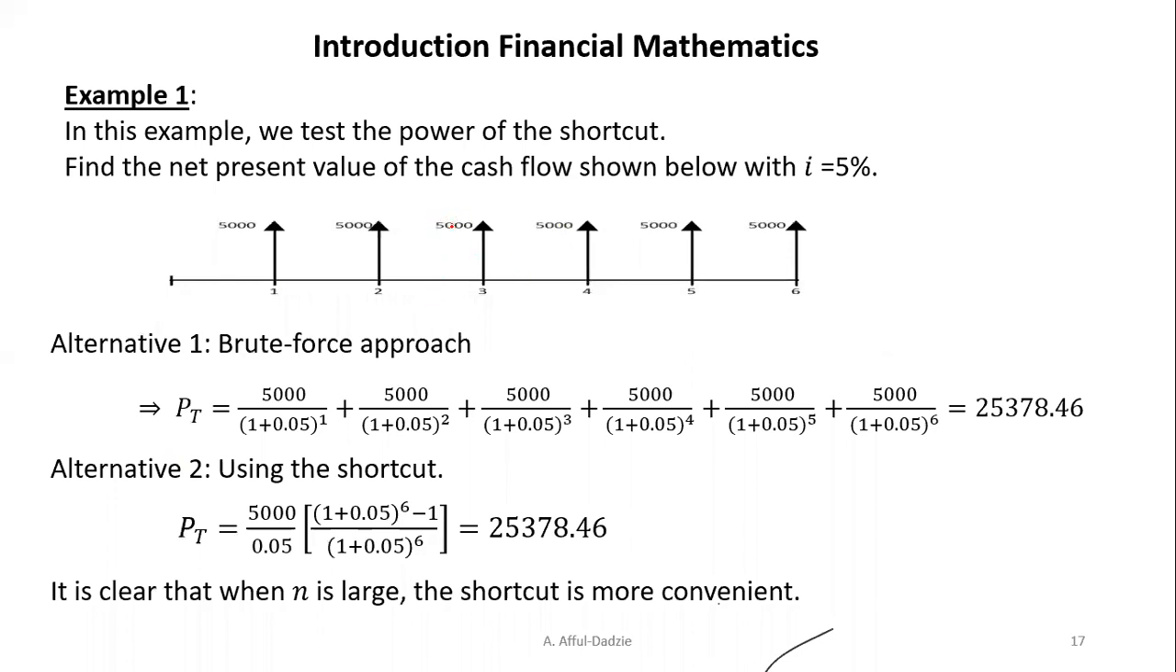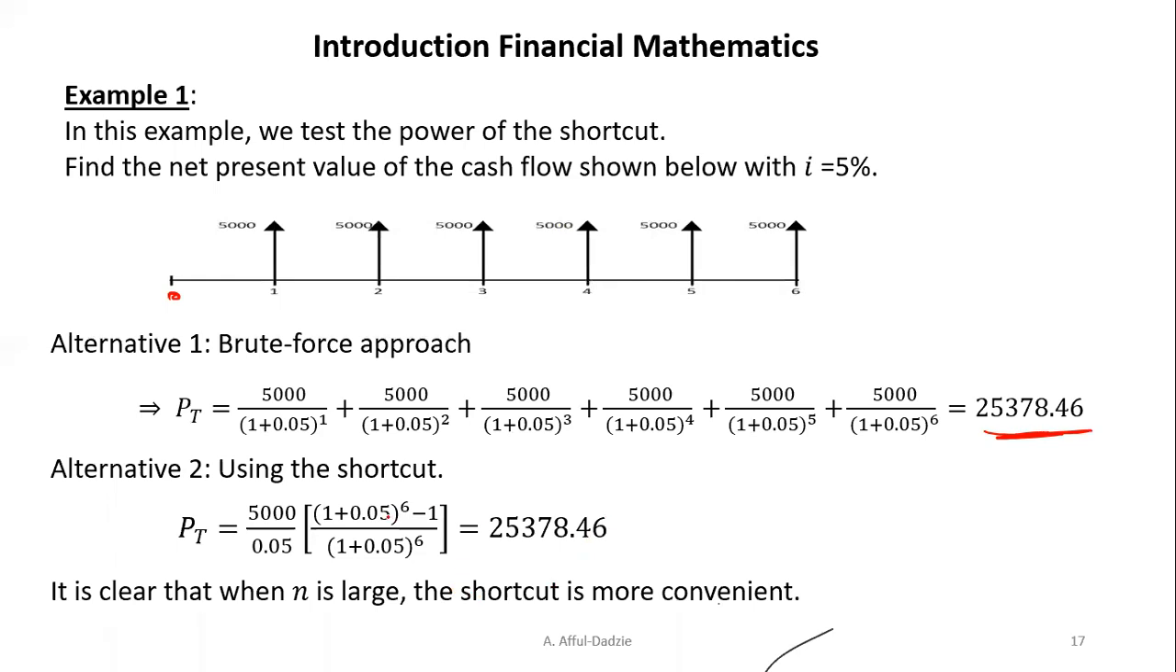So let's take an example and test the power of the shortcut, to see whether it works. Suppose we have 5,000 cedis coming in, from today and then from year 1, year 2, year 3, year 4 to year 5. Which means the money is paid at the end of the period. The interest rate is 5%. If you were doing this individually, you take 5,000, do it over this, so do it 5 times, and we have this value.